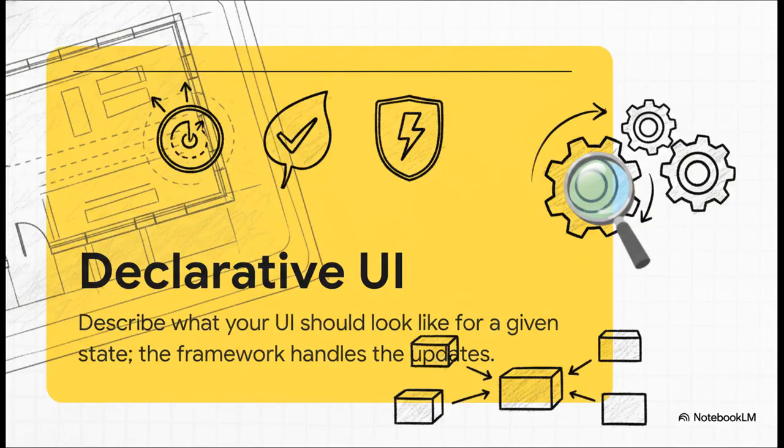Think of it this way. You stop being a micromanager of every little UI element. Instead, you become an architect of UI states. Your job is to define all the possibilities. Is it loading? Did it succeed? Was there an error? And then you just describe the UI for each of those states. The framework does all the heavy lifting of rendering the right view at the right time.